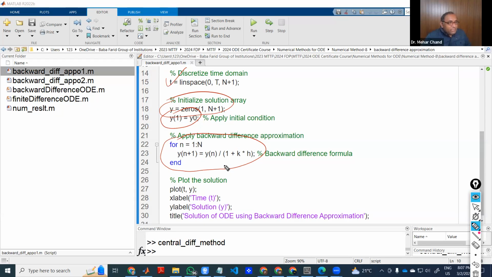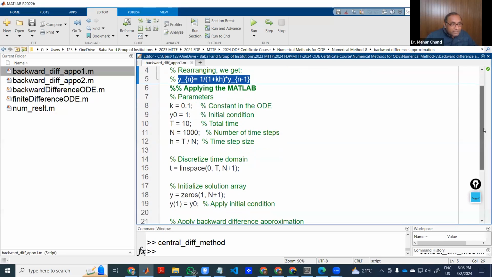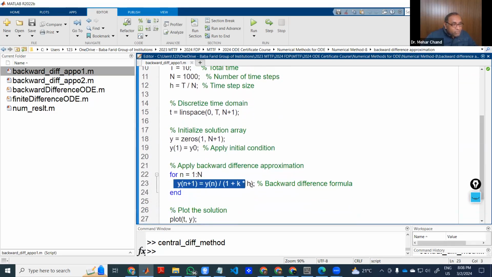After that we use the backward difference approximation, which is the same as we derived above: y_{n+1} equal to y_n times 1/(1 + kh). Once again, you can see y_n is equal to 1/(1 + kh) times y_{n-1}, but here, see the difference: y_{n+1} is equal to y_n times 1/(1 + kh). Here is the problem; you will have the problem at this stage always.